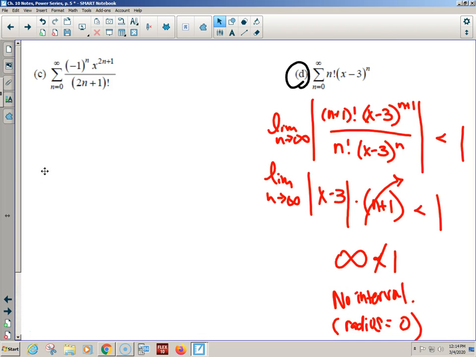So because there's no interval, it doesn't converge around the point at all, but it still converges at the point. Like a tangent line, it meets, but as soon as you go off, it's going to start diverging. Does that kind of make sense?